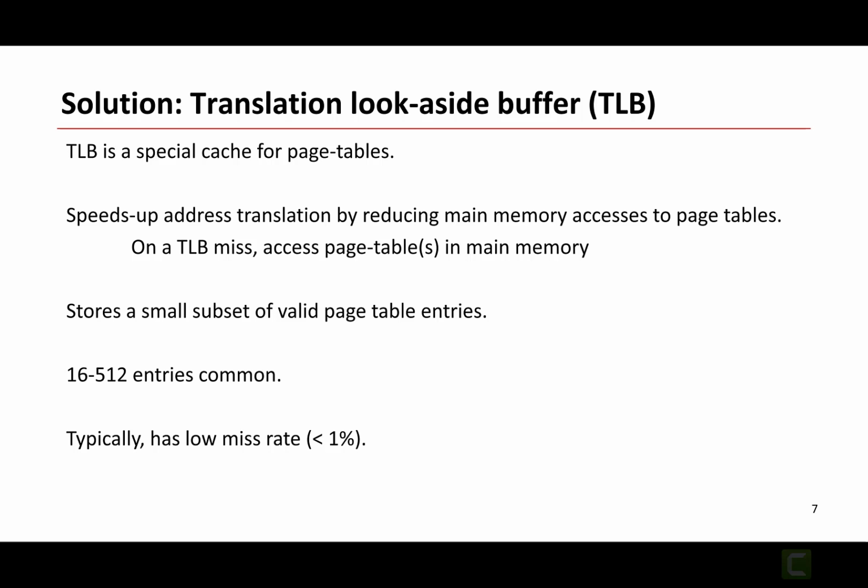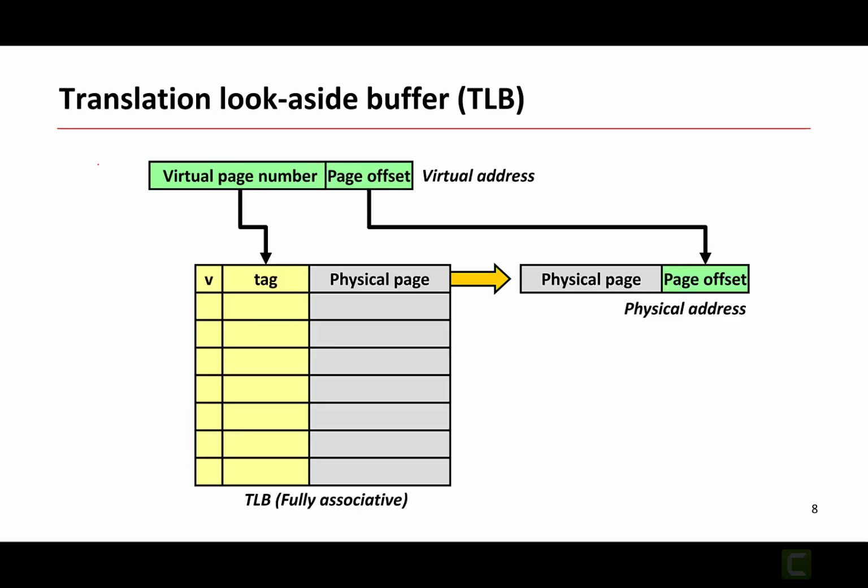So modern processors have a special cache called TLB, and that TLB is meant to cache only one data type, which is page tables. And it's meant to speed up the address translation by reducing the number of main memory accesses to the page table. So what is a TLB? Well, let's talk about that and then come back and talk about how large it typically is, etc. So this is how a page table cache looks.